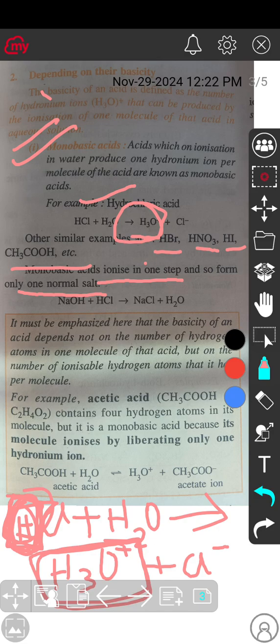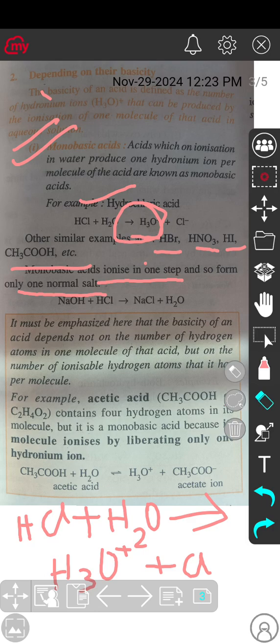And here in this reaction you can see NaCl is a normal salt. When this monobasic acid reacts with a base, it produces NaCl, which is a normal salt.